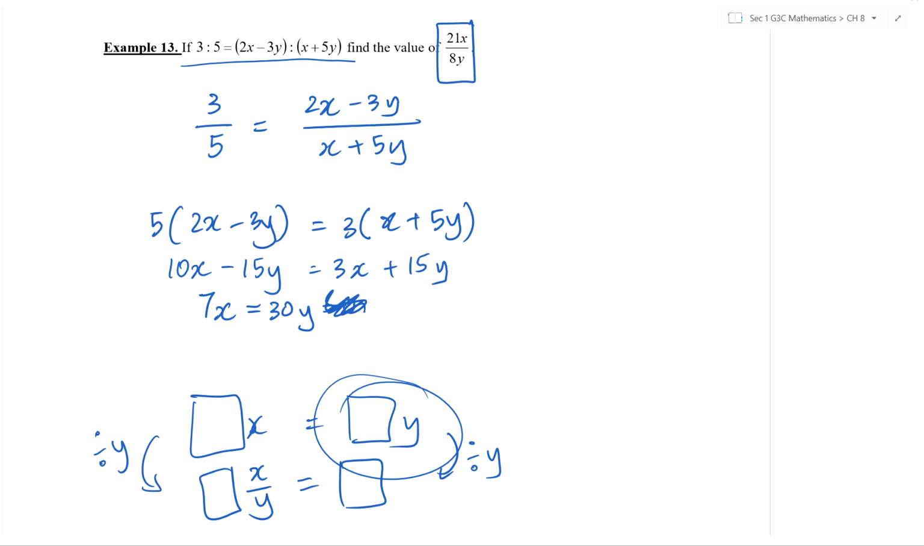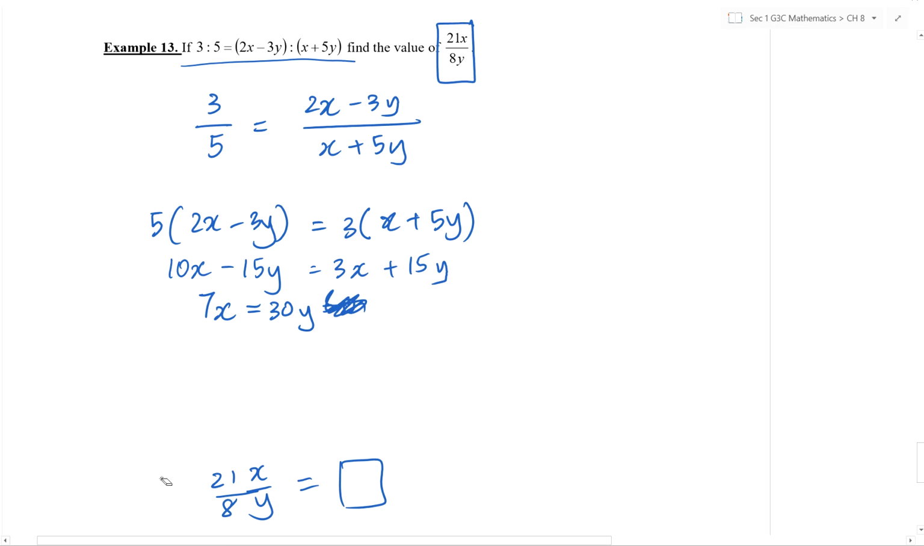Now I want the ratio of 21x to 8y. If only I can write this as 21x is to 8y, then I have an answer. Then I will be able to solve this already. Or if only I can have the left hand side looking like 21x over 8y. If only the left hand side is 21x over 8y and I have a fraction, then I have the answer. But it is not so straightforward.